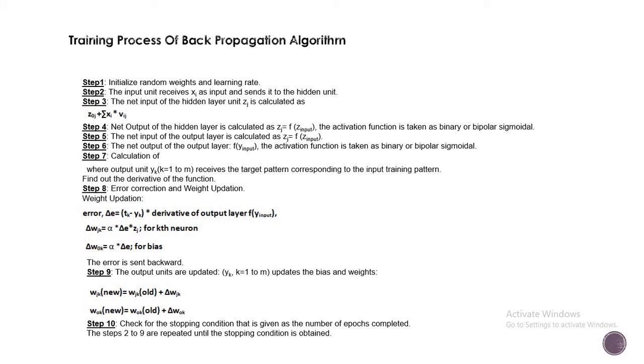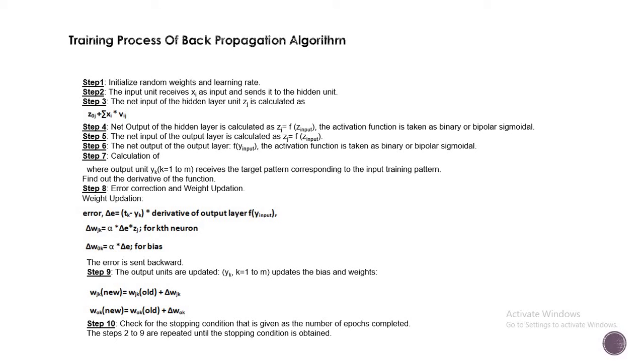Step 4: the net output of the hidden layer is calculated as Zj equal to f of Z_inj. The activation function is taken as binary or bipolar sigmoidal. Step 5: the net input of the output layer is calculated as y_ink. Step 6: the net output of the output layer is f of y_in. The activation function is taken as binary or bipolar sigmoidal.